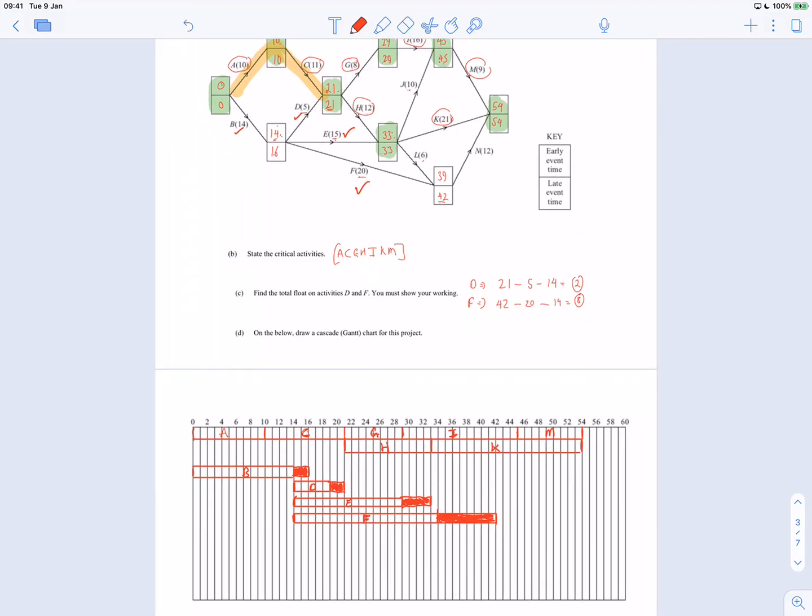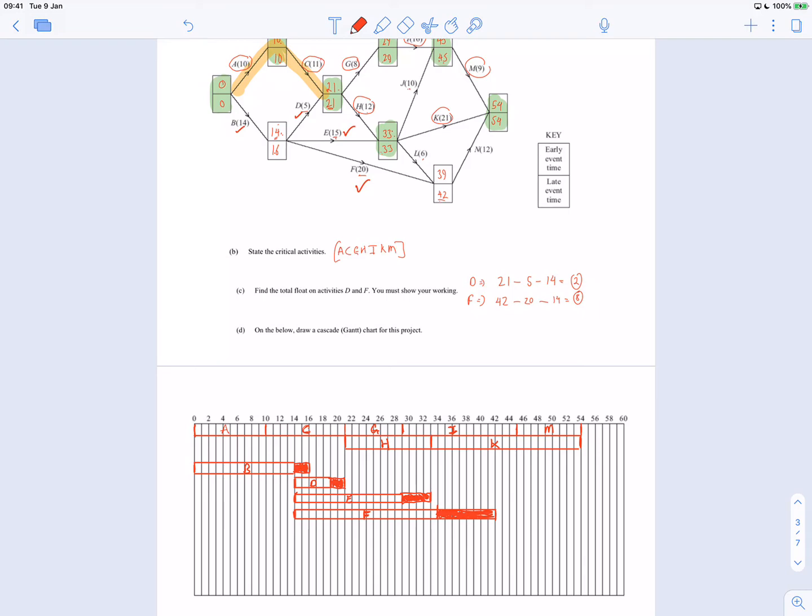J next, so J starts at 33, that's the activity before it, so let's go here at 33, and it's 10 long, so it's going to go to 43, which is here. So this is J, and 45 minus 10 minus 33, the start time, is a slack of 2, so I'm just going to bring this up to 45, which is here. It's got a slack of 2. That's J done, and I think it's just L and N left, so L starts at 33 as well.